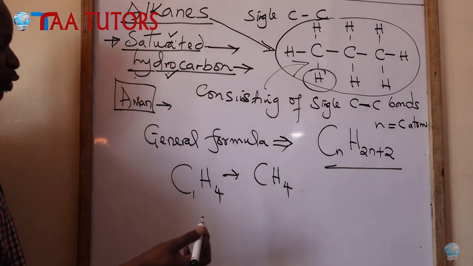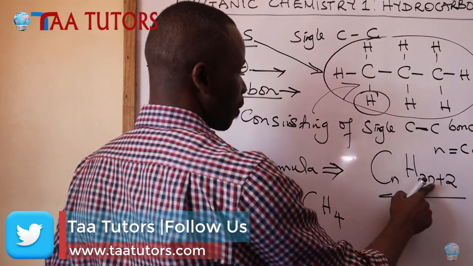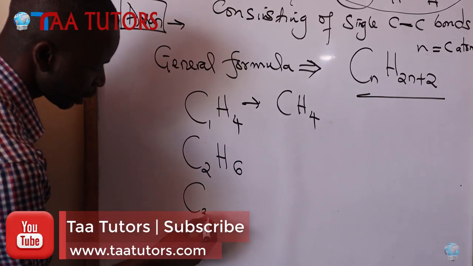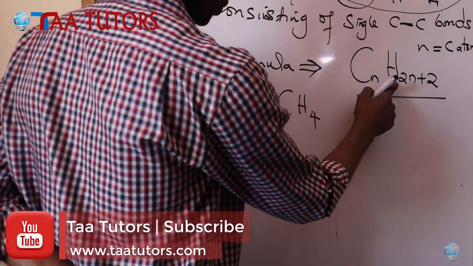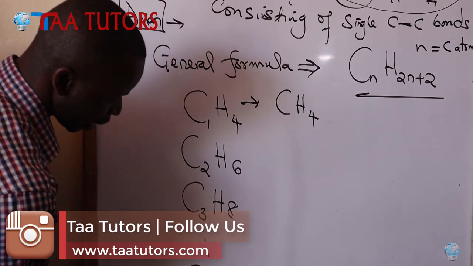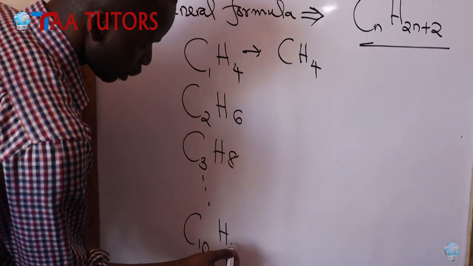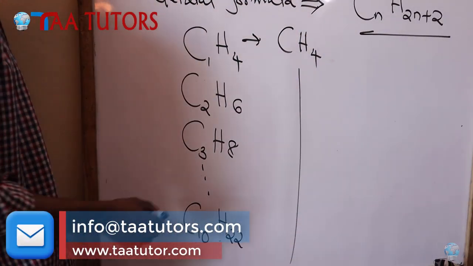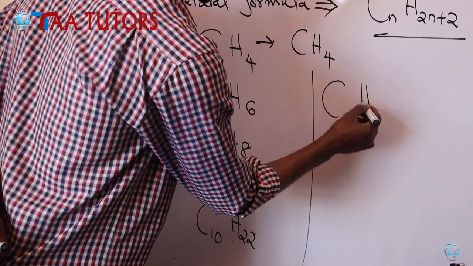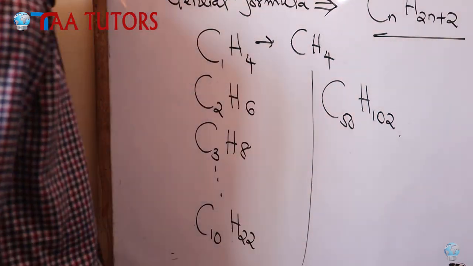If n is 2, I'll say C2H, we know 2 times n, where n is 2, so 2 times 2 equals 4, plus 2 equals 6. This is the second member. If n is 3, I'll say C3H. H is 2 times n, where n is 3, that is 6 plus 2 equals 8. What about if n is 10? H will be 2 times 10, which is 20, plus 2 equals 22. What about if n is 50? It will be C50 here. H, 50 times 2 is 100, plus 2 equals 102. You realize that this thing is easy.